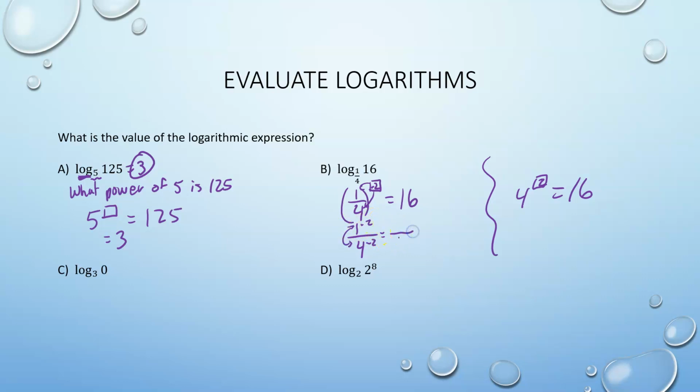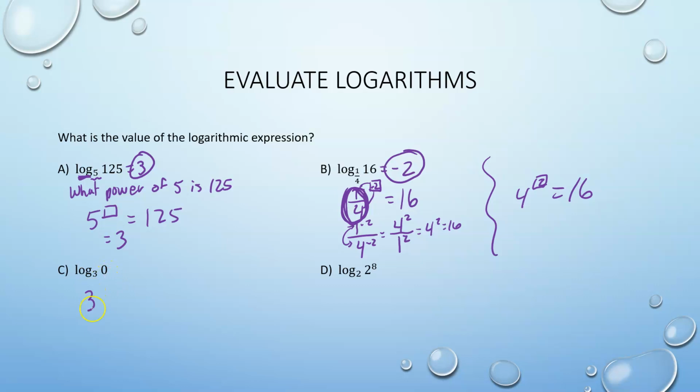So 1 to the -2 actually goes to the bottom of the fraction as 1 to the +2, and 4 to the -2 would move to the top of the fraction as 4 to the +2. So this actually equals 4 squared, which is 16. Here's the trick. Anytime you have a fraction as a 1 over something, and you have to get it equal to a number that's not a fraction, your answer is most likely going to be negative. So it's -2.